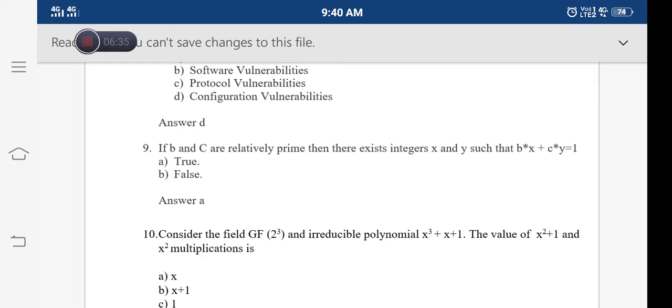Okay, that means b and c are not divisible by each other, and it is not divisible by any other number except the value 1. Then we have such b and c. If you multiply b with some other value x and c with some other value y, and then add those two, its value is equal to 1. This condition is satisfied only if b and c are co-prime to each other, or relatively prime. So the answer is true.